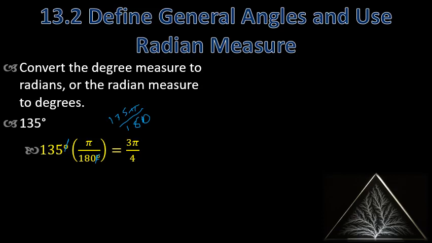Pi is not the unit of radians. Radians is the unit of radians. Pi is just a number. 3 pi over 4 radians.